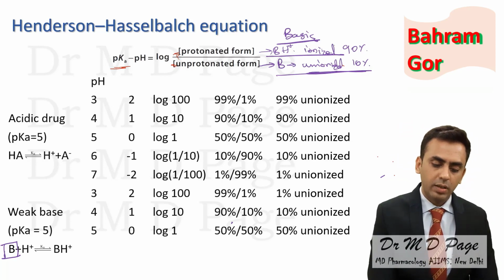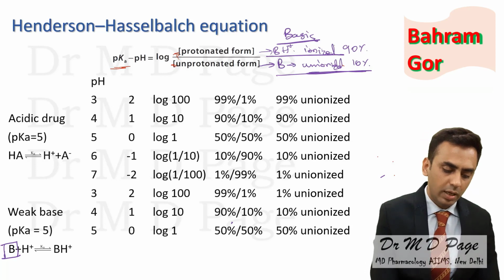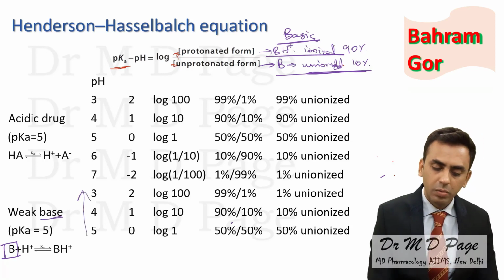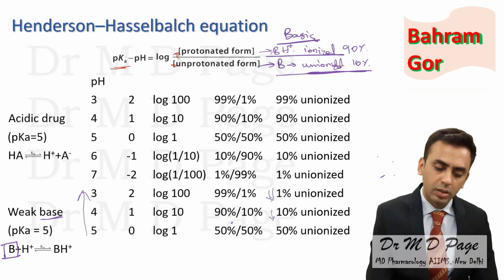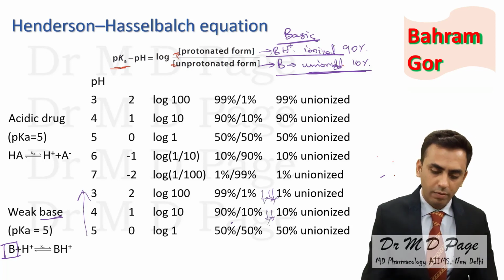Again, if you decrease pH by one more, similar same mass, 1% will be unionized. So what is happening in a basic drug? In case of a basic drug, if you are decreasing the surrounding pH, the degree of lipid solubility is decreasing. Okay, so less of the lipid soluble form will be available.